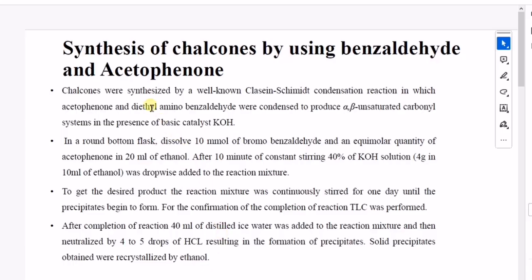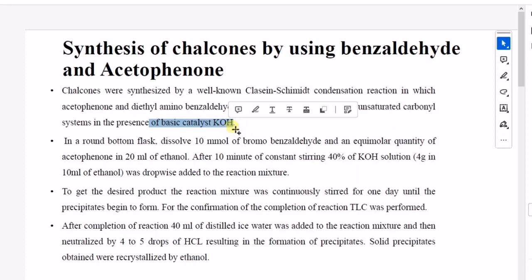Here is the full process for the synthesis of chalcones. A condensation reaction proceeds here, in which acetophenone and benzaldehyde react together, and by the reaction there is the formation of an alpha beta unsaturated carbonyl system by the use of a base, which is KOH or NaOH.